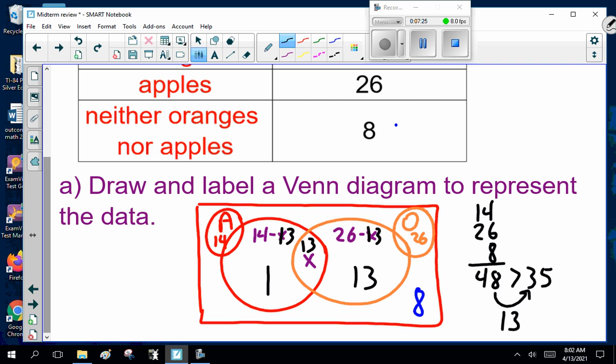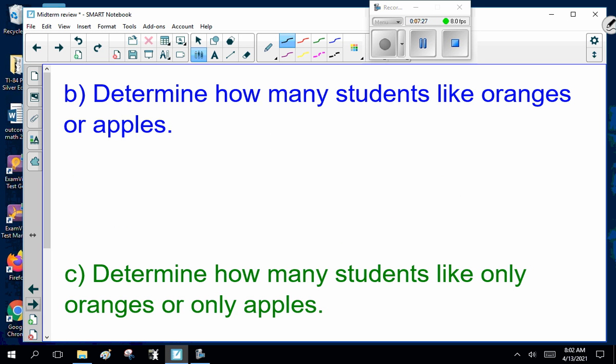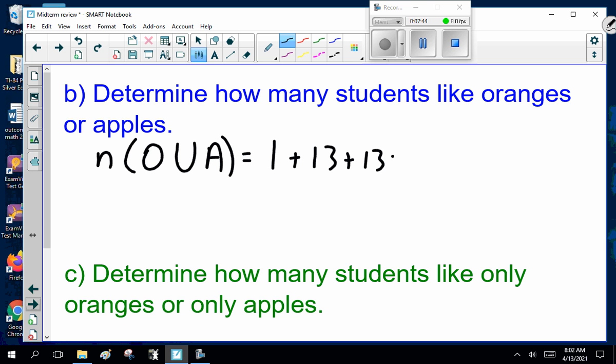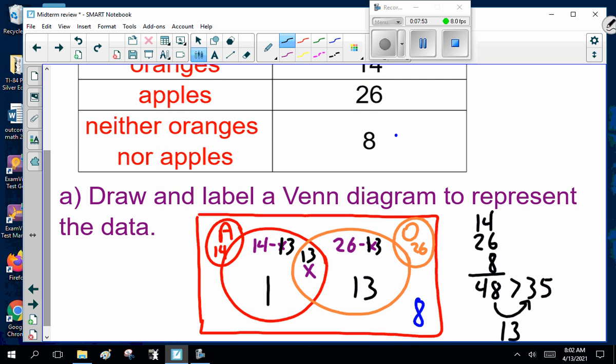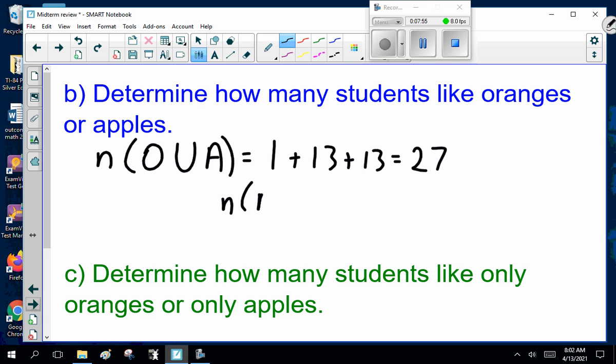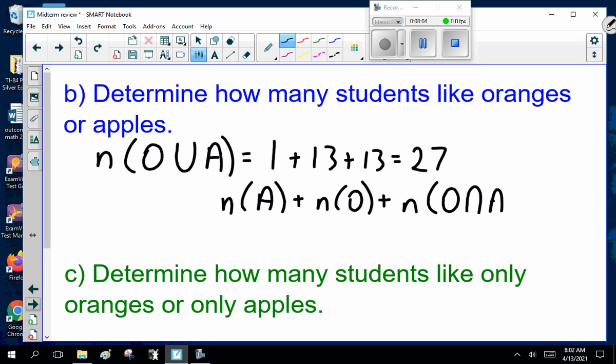So far, so good. Now, double check my math. That's how it goes. Now, determine how many students like oranges or apples. Oranges or apples. So that's the union of. So that's 1 plus 13 plus 13, which is 27. I'll find out that is number of apples plus number of oranges minus number of oranges intersect apples.